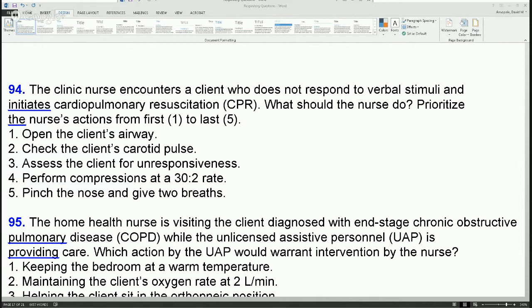Also, let's see, the clinic nurse encounters a client who does not respond verbally. See, it doesn't say there's anybody else there, so how are you going to do a... 30 to 2 is one person. Okay, that's right. Well, anyway, the answer on this one is a bit weird. I was going to say, this whole thing is screwed up, so just tell me what the answer is. The answer is assess your responsiveness. You had that one. Then it's perform compressions, open the airway, followed by pinching the nose, and then checking the pulse.